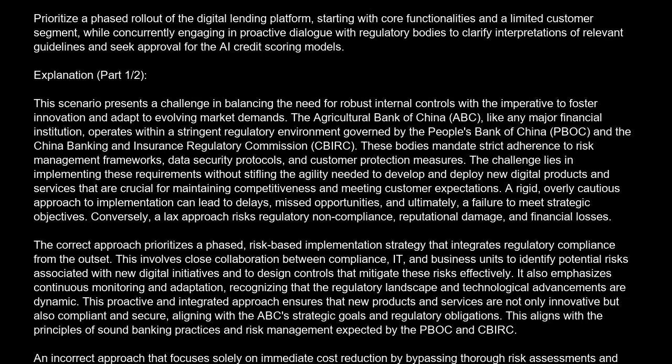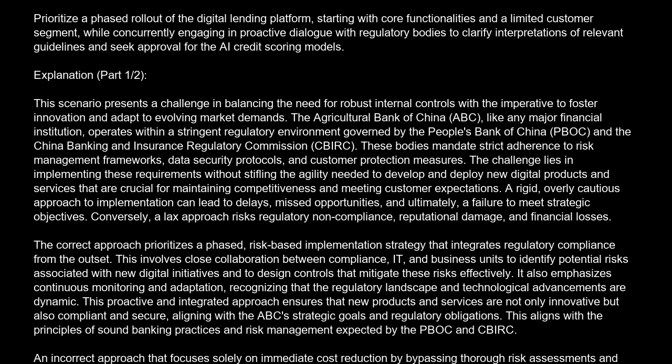The correct answer is D. Prioritize a phased rollout of the digital lending platform, starting with core functionalities and a limited customer segment, while concurrently engaging in proactive dialogue with regulatory bodies to clarify interpretations of relevant guidelines and seek approval for the AI credit scoring models. Explanation: this scenario presents a challenge in balancing the need for robust internal controls with the imperative to foster innovation and adapt to evolving market demands.